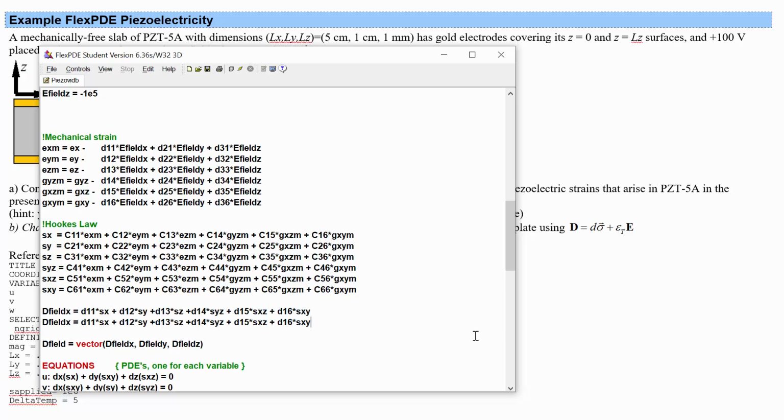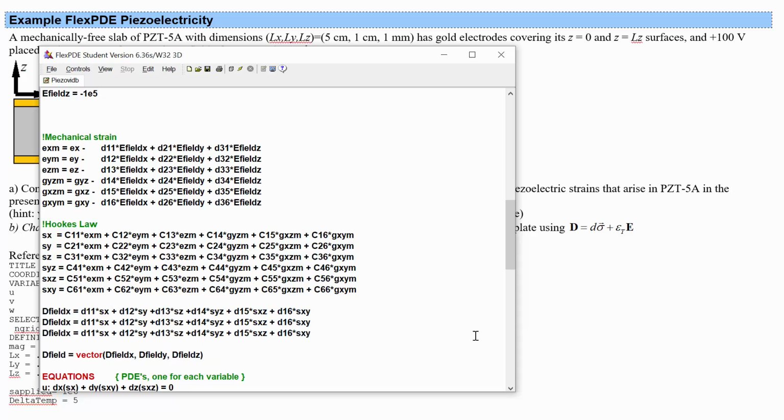Right. Yes. So this one, not quite so bad. D field Y, D field Z, 2131, and then doing the same thing for the rest of the components. And we've got it. Okay, so there's our D field.